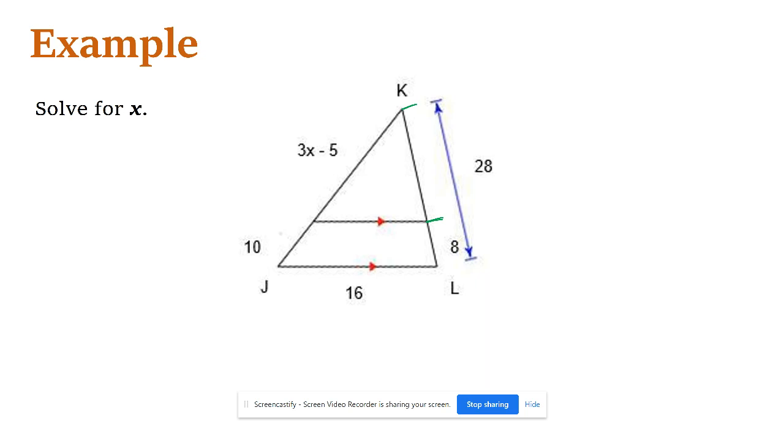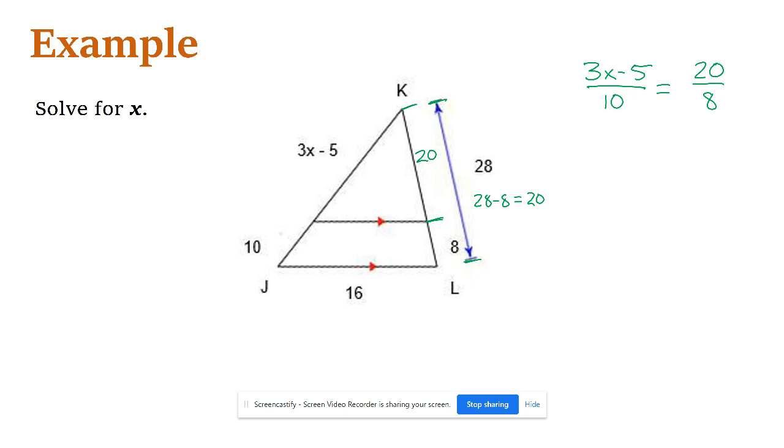We have a 28 is the whole side from K to L. 8 is the bottom part. We just subtract that, 28 minus 8. And that tells us that the missing piece here is 20. So now we can set up our two fractions by doing the top part over the bottom part. So we'll take 3x minus 5 over 10, and we'll take 20 over 8.